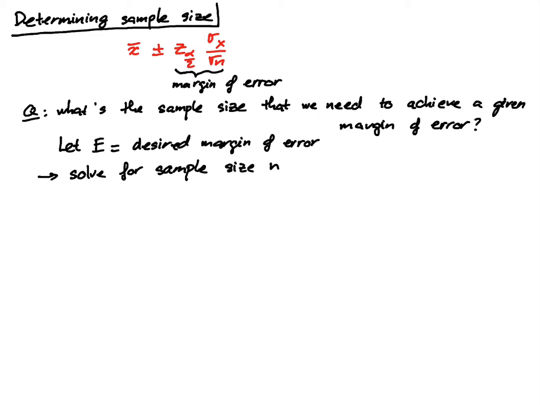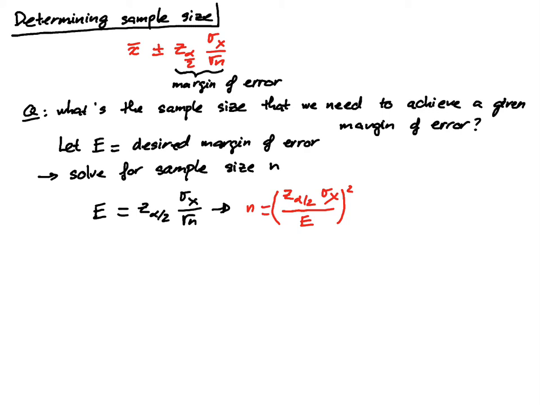So in order to do this, all we have to do is to set E equal to the margin of error. So you set E equal to Z sub alpha over 2 times sigma x divided by the square root of n. If you solve this equation, n is going to be equal to Z sub alpha over 2 times sigma x divided by E, all squared.